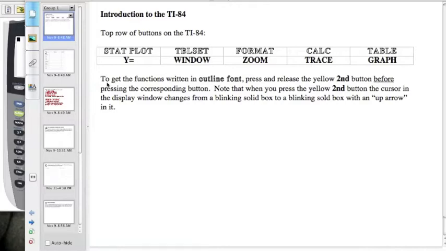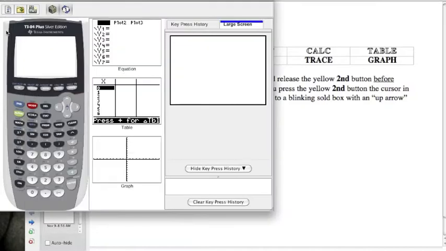So the first thing is the layout of the calculator. What I have pictured in your notes is the very top row of the calculator, and you'll see that the top row itself is in outline font. So if I go to the calculator, the way that you get to them is by hitting the second button, which is located in the top left.